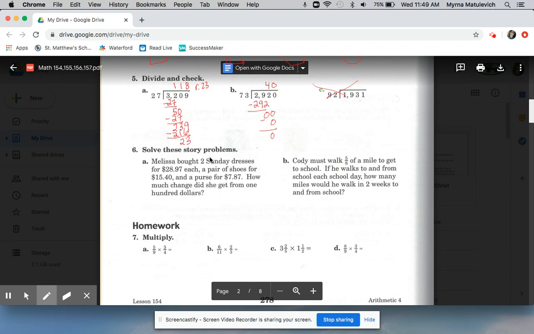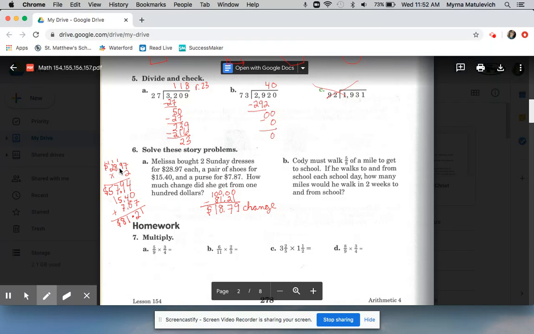Solve these story problems. Melissa bought 2 Sunday dresses for $28.97 each, a pair of shoes for $15.40, and a purse for $7.87. How much change did she get from $100? So first you need to add all that she spent together. And remember to multiply this times 2 because she bought 2 dresses. Add all these together and subtract them from 100 because that's how much she started with. And you want to find out how much change she had after she spent this.